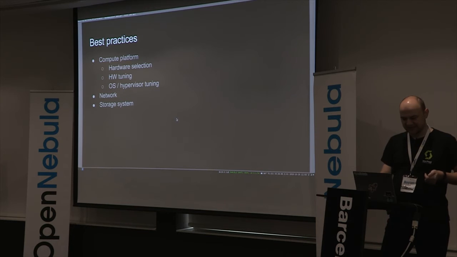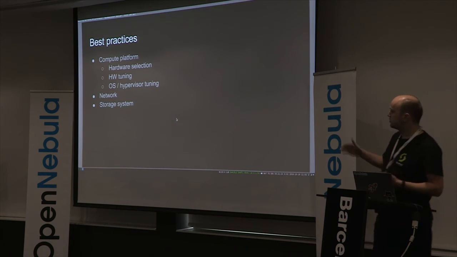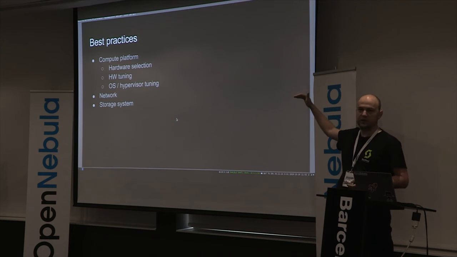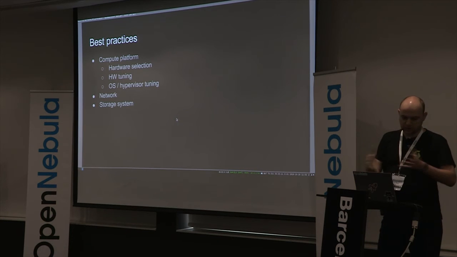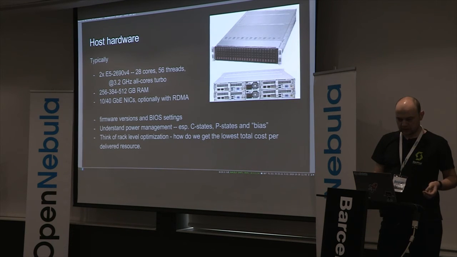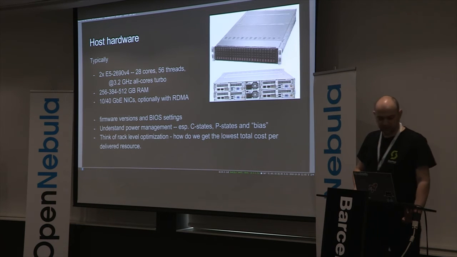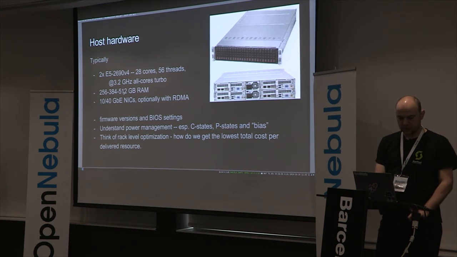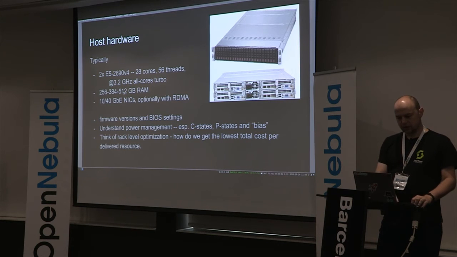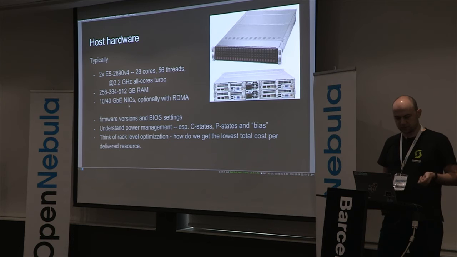Second part, best practices. You have 3 parts in this: the compute platform, which consists of hardware, some settings for that hardware, and some settings for the operating system; you have a network; and a storage system. Typical hardware our customers use looks something like this: lots of cores, fairly high frequency, lots of RAM, like 512 gigabytes of RAM, and say 4 times 10 gig is a typical network. Then firmware versions of BIOS, power management for the CPUs and the rest of the system.